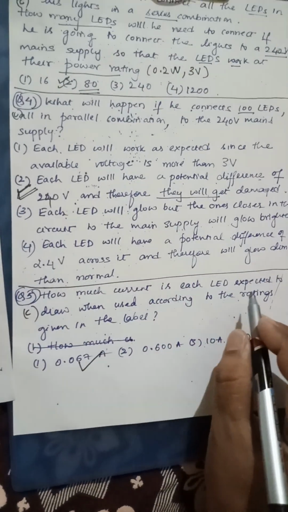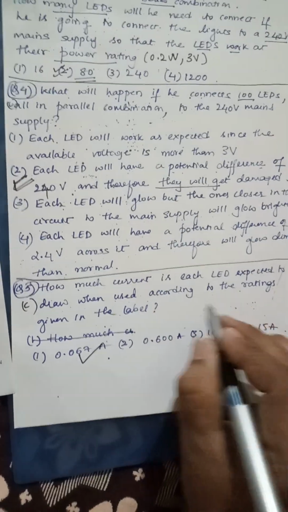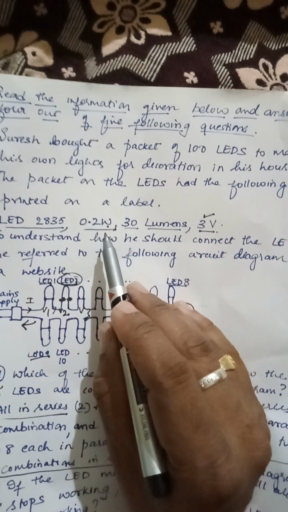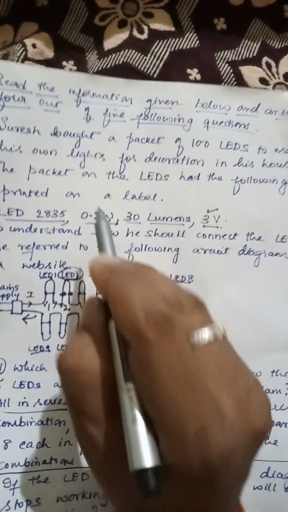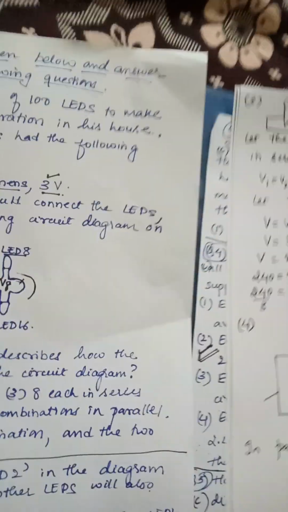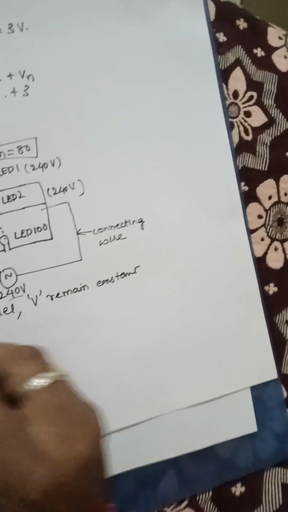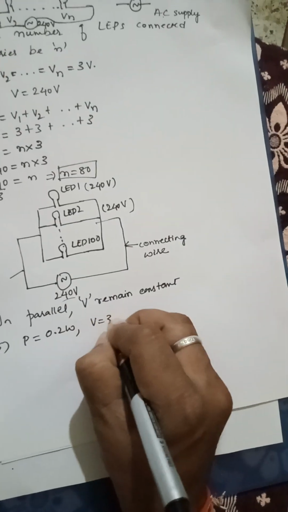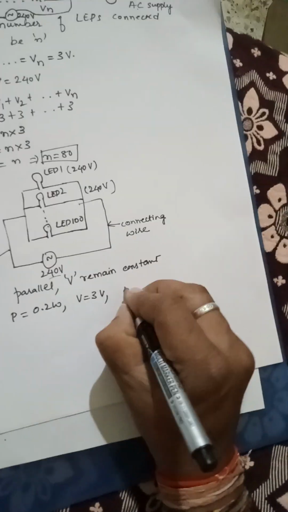Now let's look at question 5. How much current is each LED expected to draw when used according to the ratings on the label? Going back to the label and the ratings, the power rating is 0.2 watts and the potential difference is 3 volts. They're asking the value of current. Now power rating is 0.2 watts, potential difference is 3 volts. We need to find out the current.